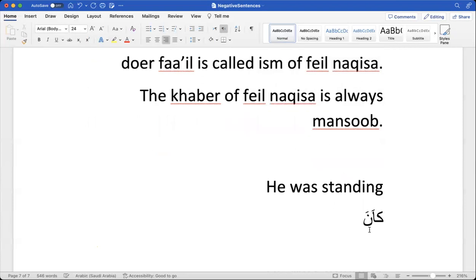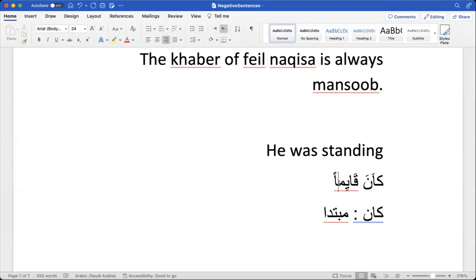So far clear? So if I say he was standing, I'll say kana qa'iman. So who is mubtada here? The he was, the full thing here, he was, Kana is the mubtada. Kana is always mubtada. Qa'iman is the khabar. So in this case, kana is mubtada. Okay, and qa'iman is what? Khabar.